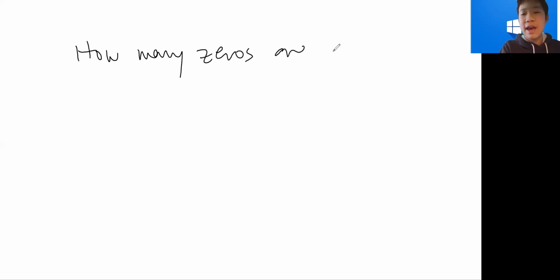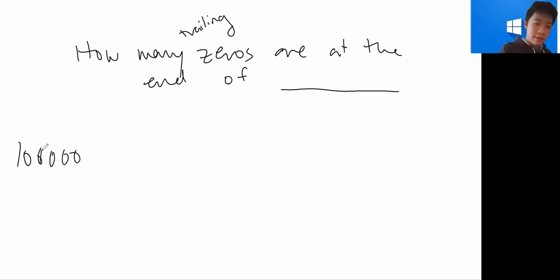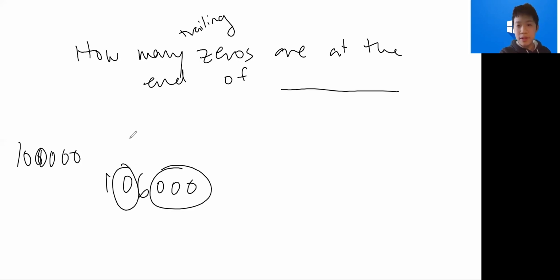So now we're going to talk about something that's really advanced, something that you might see on math competitions. And this is a question that they always ask a lot. And it is, how many zeros are at the end of some number? Or they could write how many trailing zeros. So for example, if we have this number, we have 5 trailing zeros. If we have this one, 3 trailing zeros because they're at the end. This zero doesn't count though.